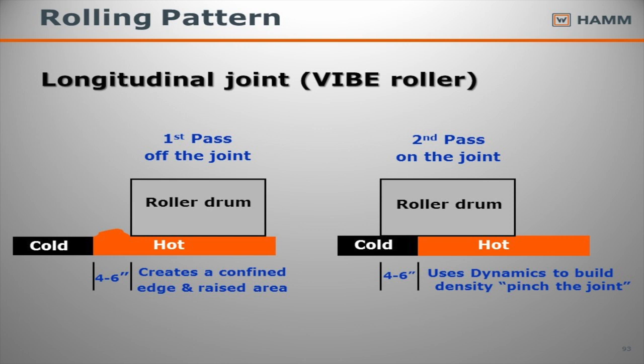When you come back in the second pass, you're going to do that static. We don't want to do it vibratory because all we're going to do is bust up that cold side. That's the side of the joint that'll fail first if we start vibrating on it. But there's a lot of people that want to do that.